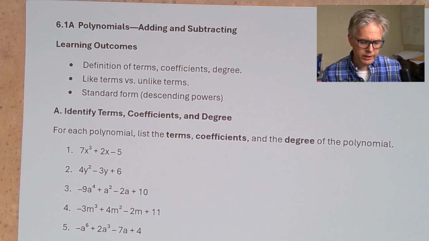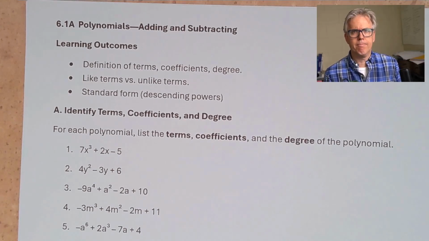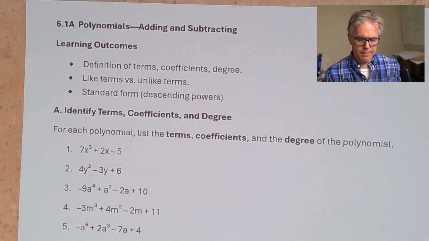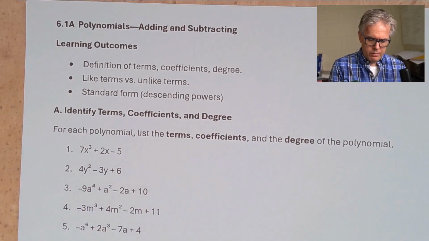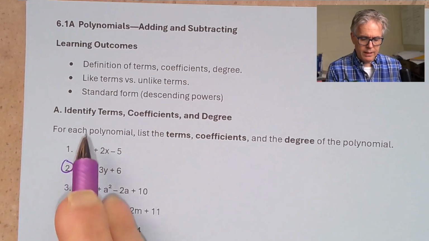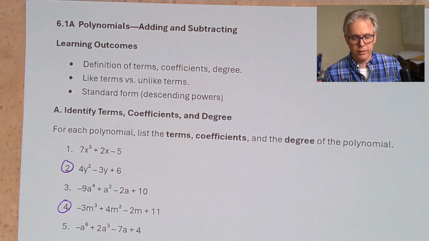Okay, a little homework help for 6-1.A polynomials, adding and subtracting. So this first part's going to be just talking about what polynomials are and some of the terminology that we use for them. So let's do just a couple of these, maybe number 2 and number 4. So identify terms, coefficients, and degree. So for each polynomial, list the terms, coefficients, and degree of the polynomial.